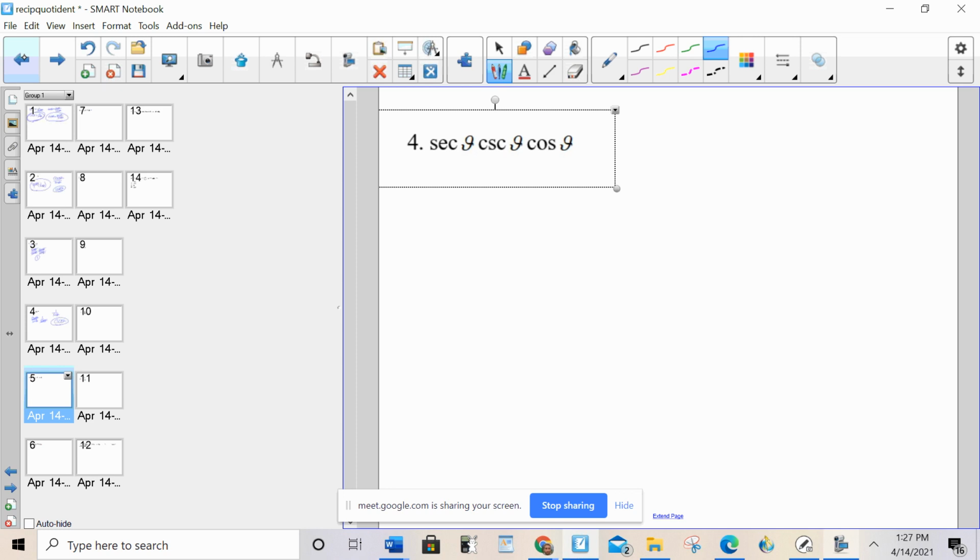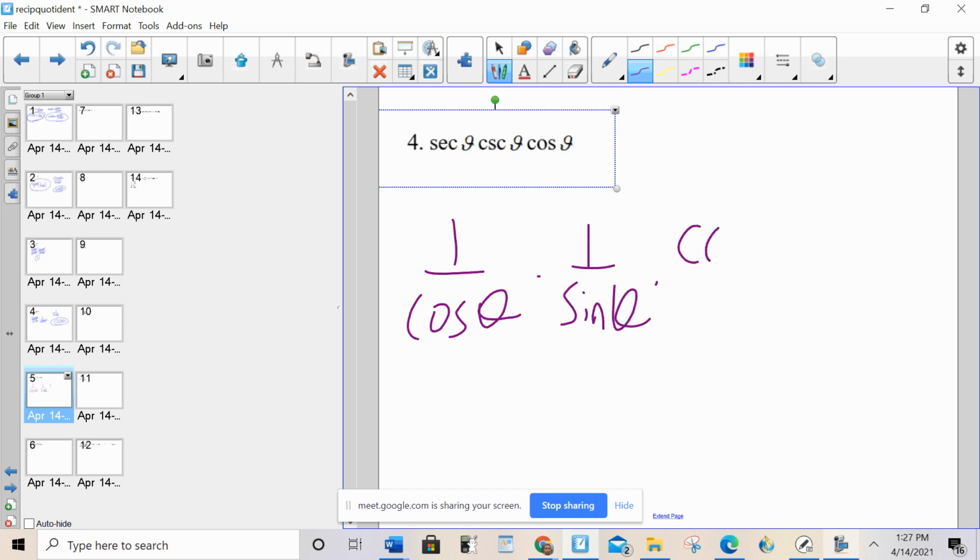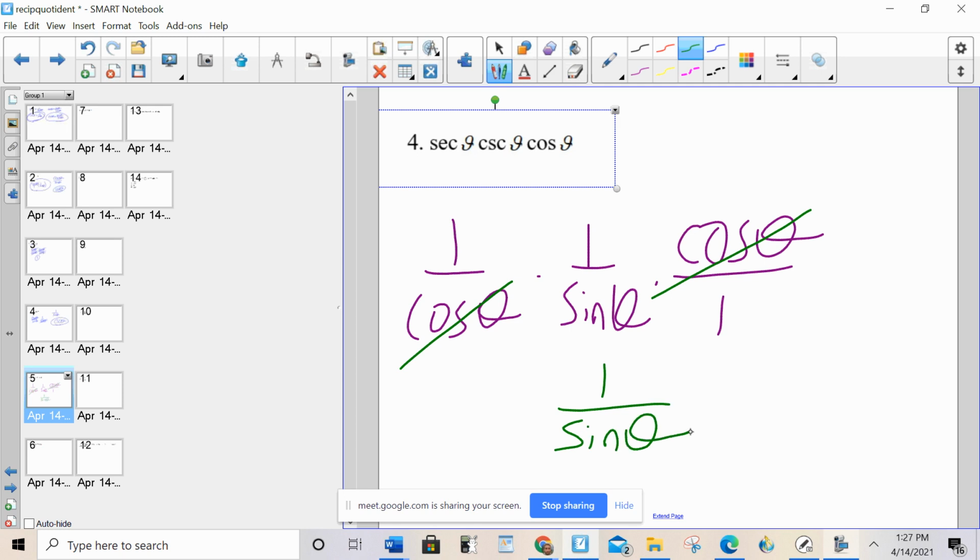All right, let's go over number 4. Secant is 1 over cosine, cosecant is 1 over sine. Cosine is cosine, and you can put it over 1 if that's a little bit easier for you. Cancel out whatever you have on both top and bottom. Cosine and cosine cancel. I'm left with 1 over sine, and 1 over sine is equivalent to cosecant.